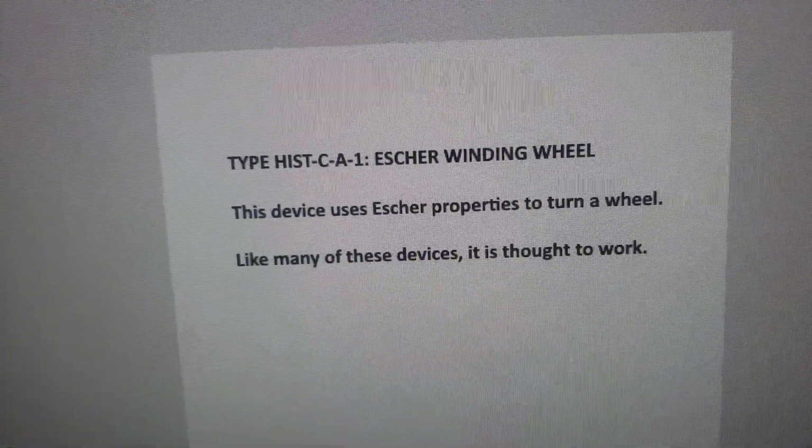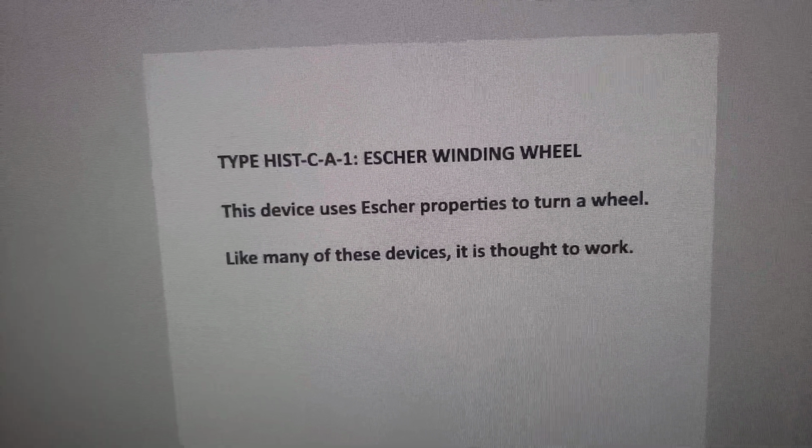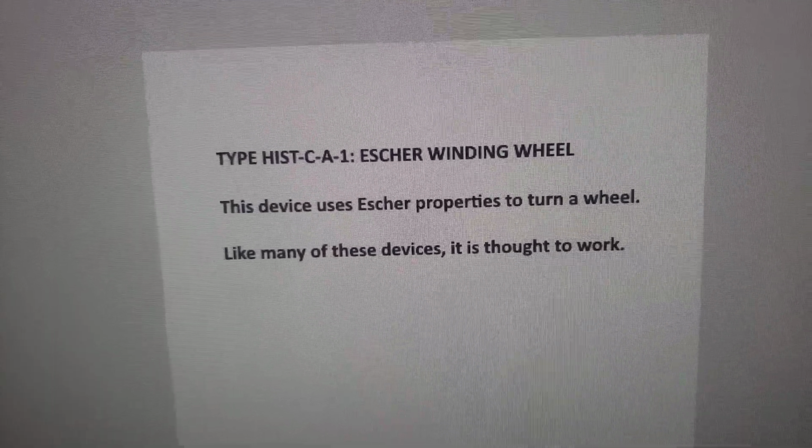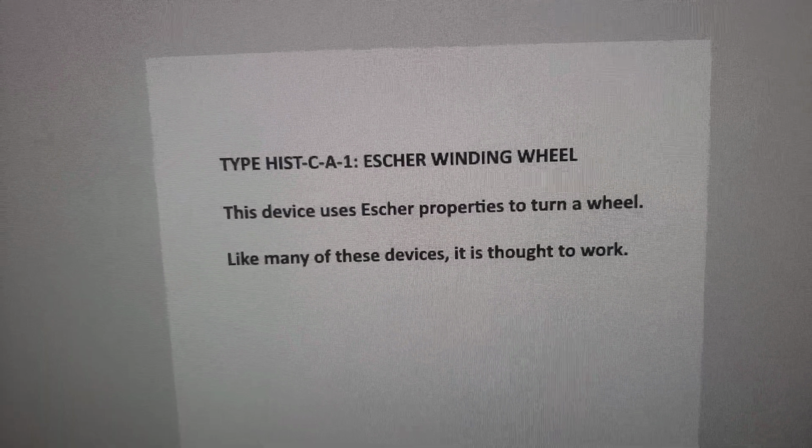Type history CA1, Escher winding wheel. This device uses Escher properties to turn a wheel. Like many of these devices, thought to work.